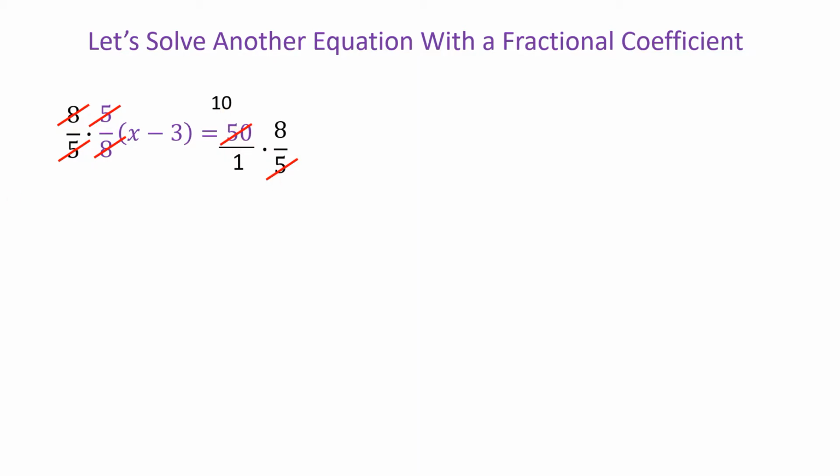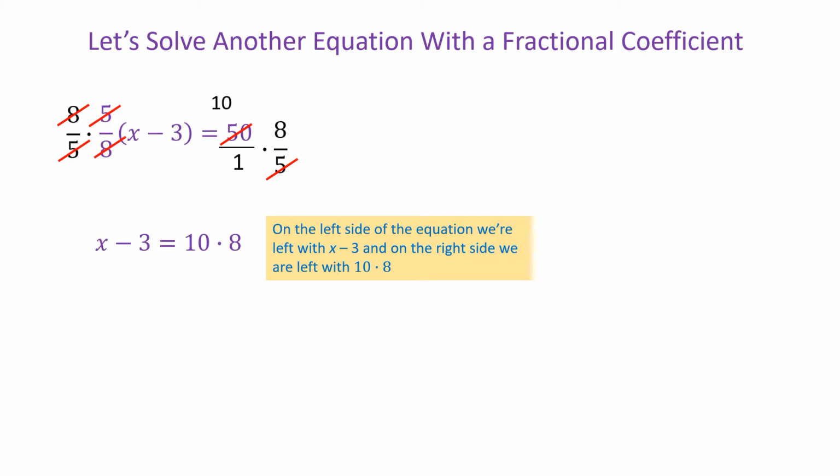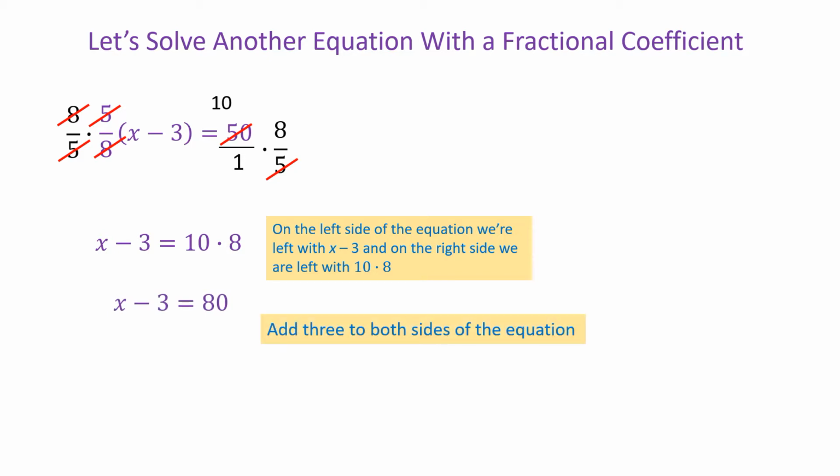So now what we have is on the left side of the equation, we have x minus 3. Everything except x minus 3 has divided out. And on the right side, we're left with 10 times 8. So we don't have a need for parentheses anymore. We've removed the parentheses. Nothing is being multiplied to x minus 3 anymore. And we get x minus 3 equals 80. Now we can just add 3 to both sides of the equation, and we get x equals 83.